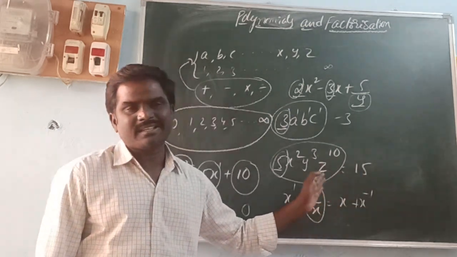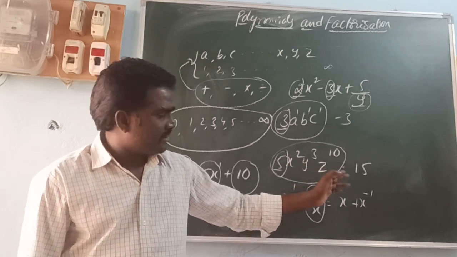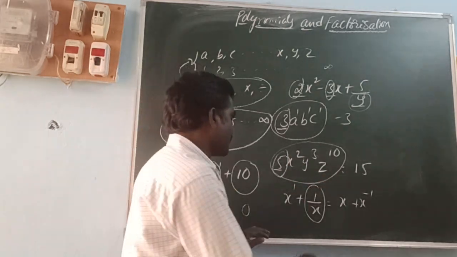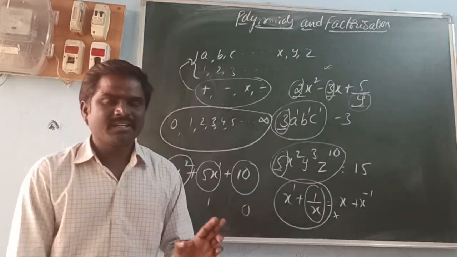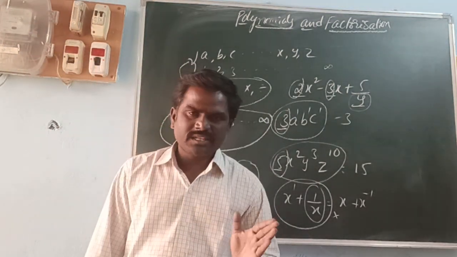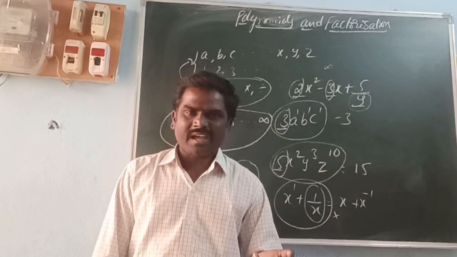So if the term's degree is a negative integer, therefore it is not a polynomial. It is not a polynomial. The degrees of terms are negative integers or decimals or fractions.